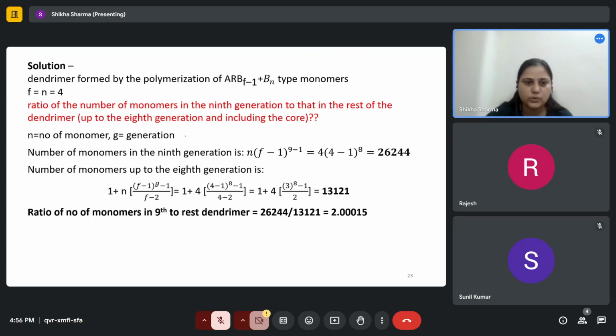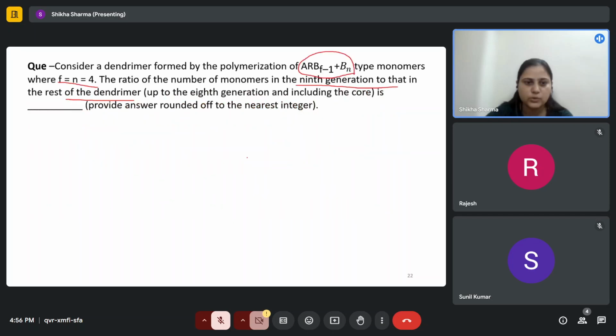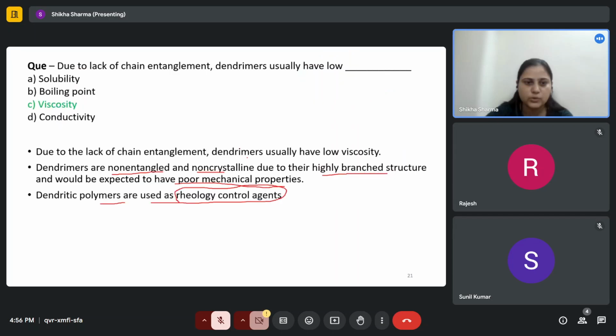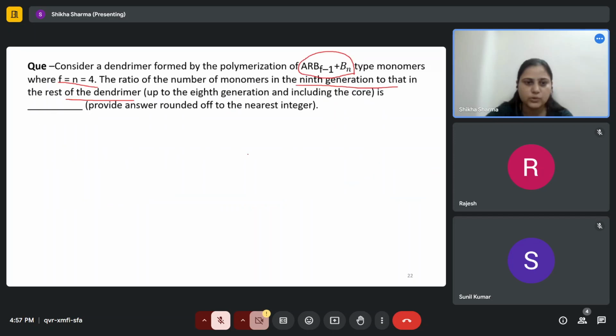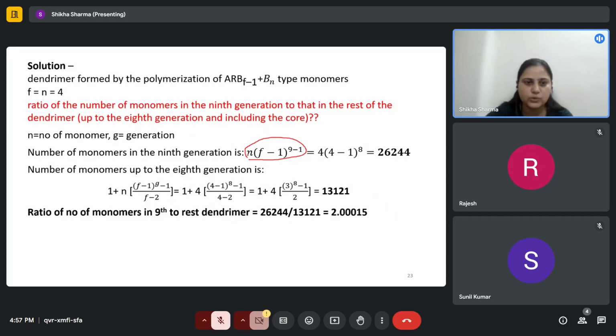So let's solve this question. The number of monomers in the ninth generation is equal to this formula, right? Sorry, I am very sorry, it is the ninth generation, not the 19th. So we need to calculate in the ninth generation. The number of monomers in the ninth generation is equal to n, the number of monomers, multiplied by f minus 1, the functionality minus 1, to the power g minus 1, the generation minus 1, which is 9 minus 1, nothing but 8.